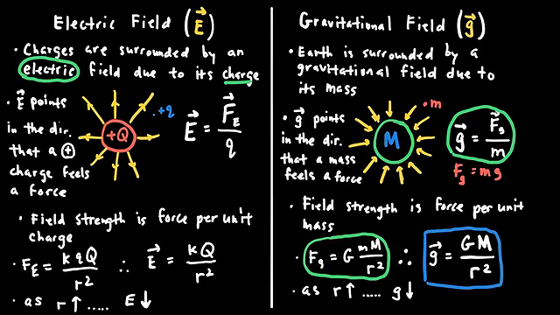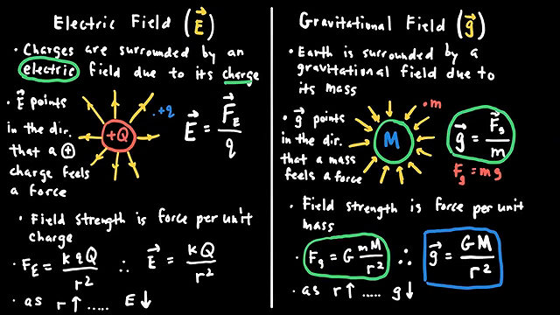And so in my picture here, plus Q in red represents the source charge, the charge that is emanating the electric field, and plus Q in blue represents a test charge, a charge that I'm putting near the source charge in order to determine what's going on with the electric field.